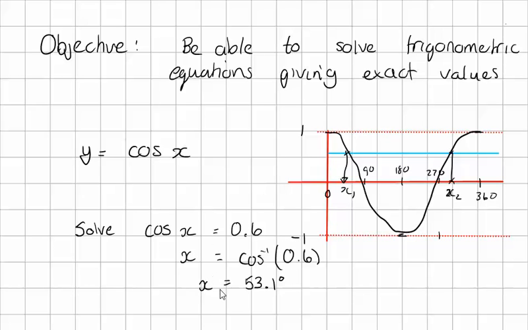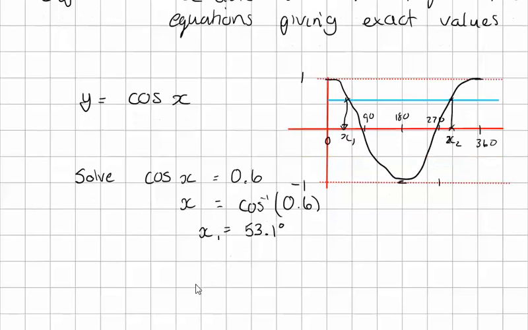Would it just be 360 minus 53.1? Good. x2 would be 360 minus 53.1. Can you explain why? Because it's symmetrical. Because of the symmetry, yeah. So if we go in 53.1 to that point, if we do the same but backwards, we get the next solution.